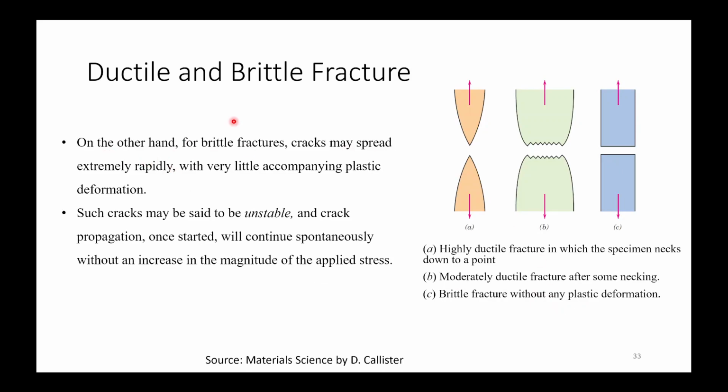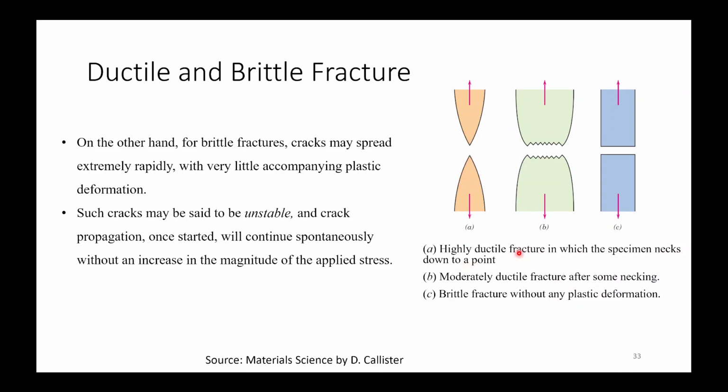On the other hand, for brittle fractures, the crack may spread extremely rapidly with very little accompanying plastic deformation. Such cracks may be said to be unstable, and the crack propagation once started will continue spontaneously without an increase in the magnitude of the applied stress. These are different types of fractures.